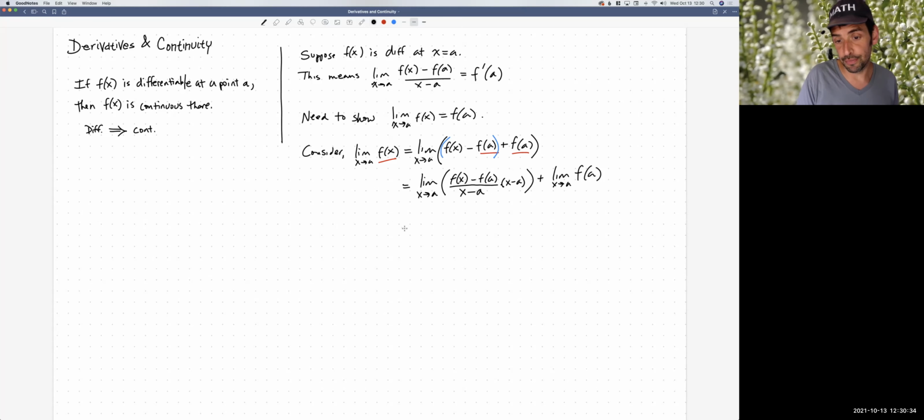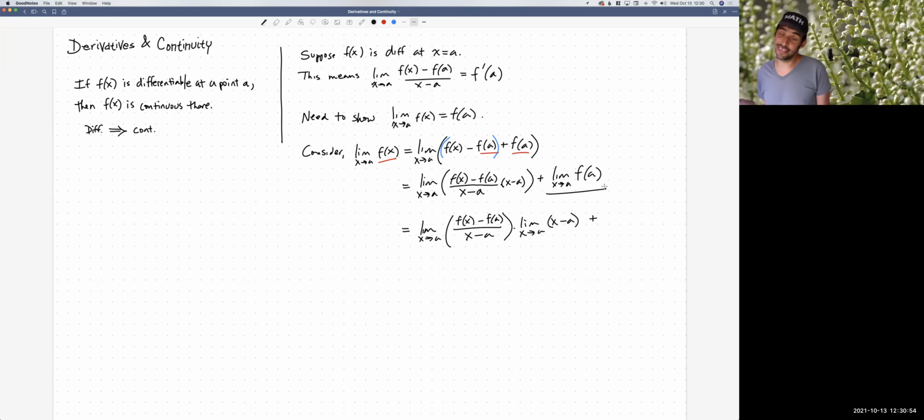Now I'm going to use my limit laws again. I'll get the limit as x goes to a of f of x minus f of a over x minus a, times the limit as x goes to a of x minus a, plus, and this limit we can take, this is the limit of a constant. F of a is a constant. A is some number, so f of a is some number, and the limit of a constant is just that constant. So this limit at the end is done. That's just f of a.